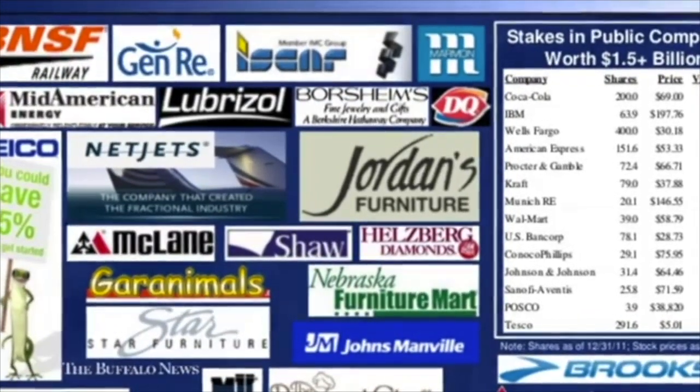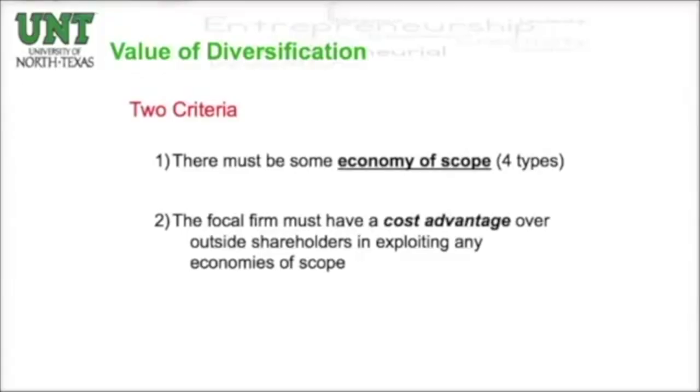Okay, so how could diversification be a good thing for a company? Well, there should be some kind of economy of scale, and we'll talk about the different types of that in just a little bit. Or excuse me, economy of scope. I said scale, I meant scope, right? Or the second one, the focal firm should have a cost advantage over shareholders in getting the economy of scope. Let me explain what I mean by that.